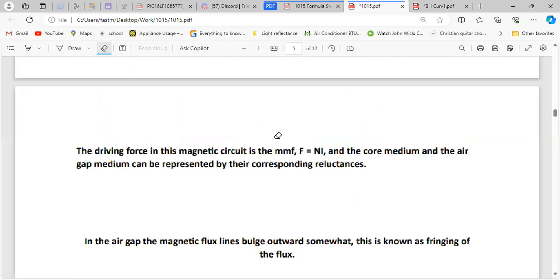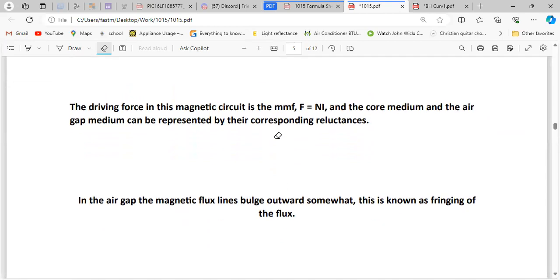Now, something cool: the MMF is really going to depend on the air gap, because the reluctance of that air gap is going to be really high. The MMF you need to push flux through that air gap is going to be really big. If the core was just core alone, let's say cast steel, the MMF you need to push flux through that would be small, because the material already lets flux pass through it easily. But from the time you add that air gap, the MMF is going to go up a lot.